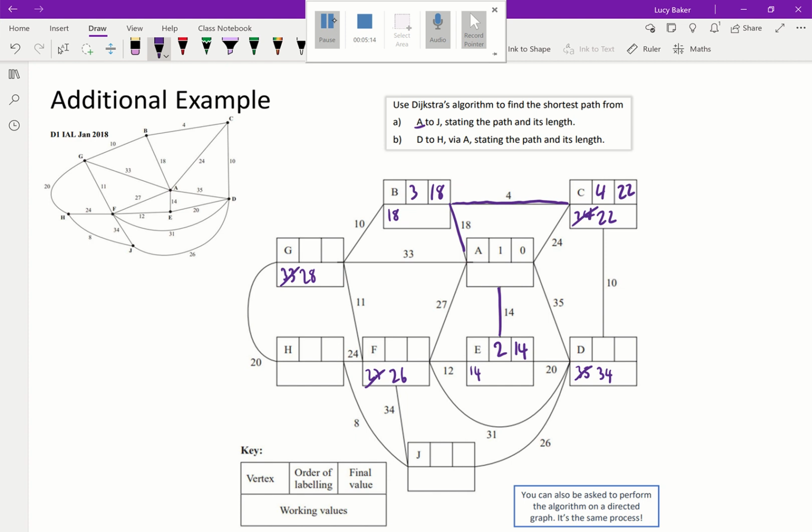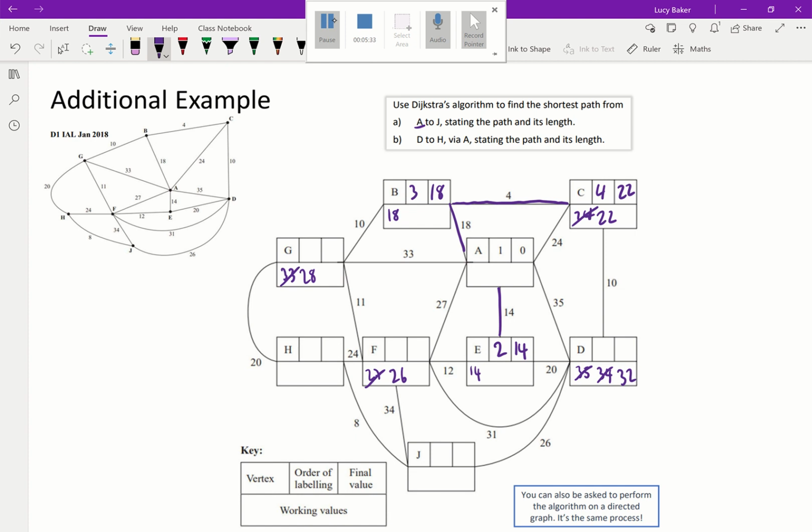Okay, now we need to consider where we can go to from C. Are there any new distances I can add? So actually I could go down from C to D in 10. So the total distance from A would be 22 plus 10, which is 32, which actually is shorter than the distance I had written before.